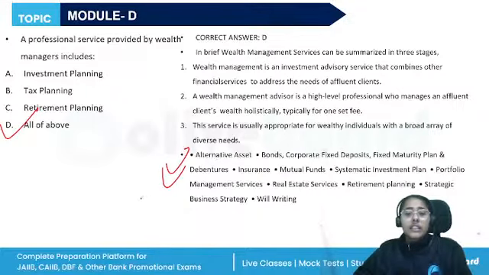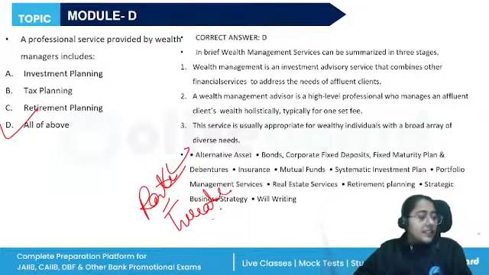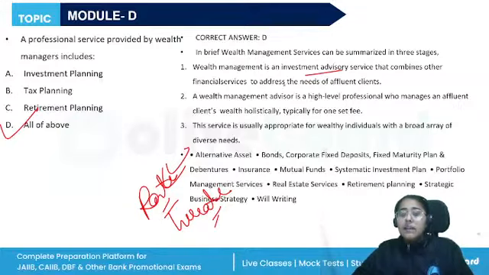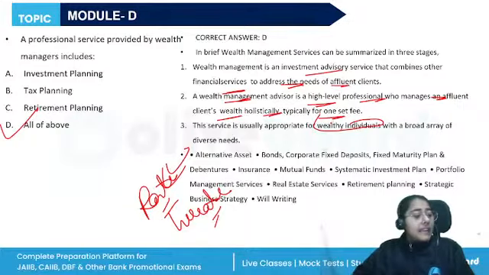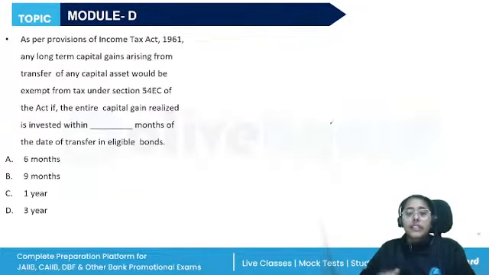All of these are included in the portfolio for the management. These are included in the wealth assets of the client. So wealth management is an investment advisory service that combines other financial services to address the needs of the affluent clients. It is a high-level professional, the wealth management advisor, who manages an affluent client's wealth typically for one set fee, and it is appropriate for wealthy individuals. Why? Because a fee needs to be paid and there needs to be a minimum portfolio to apply for portfolio or wealth management. Alright, so the correct answer is option D.